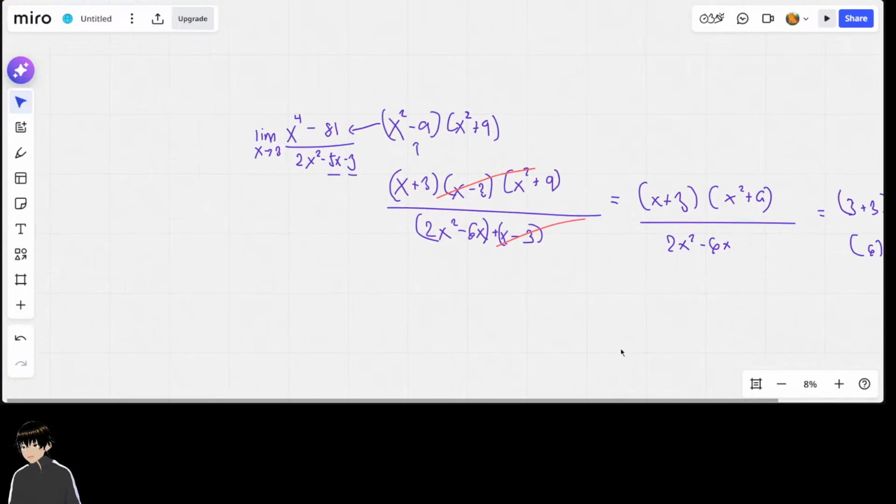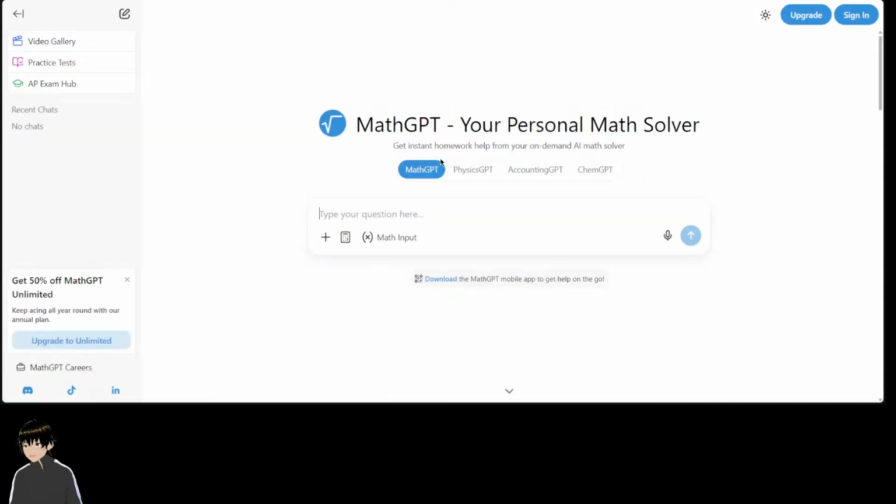Let me just ask ChatGPT now. How do you factor something like 3x squared minus 6x?